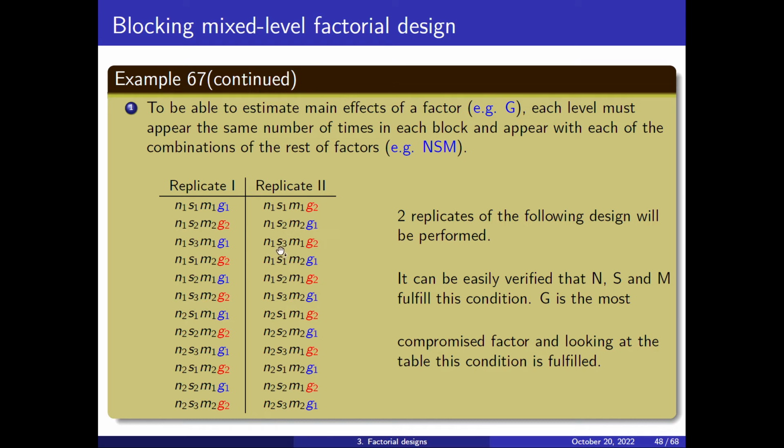And for each one of the combinations, we see that, for instance, N1, S1, M1, we have G1 and G2. N1, S2, M2, we have G2 and G1, and the same for all of them. So the factors G1 and G2, or the levels G1 and G2, appear with all the other combinations of the rest of factors. So if that happens, then we will be able to estimate the main effect of G.